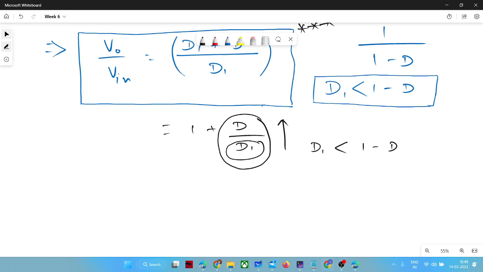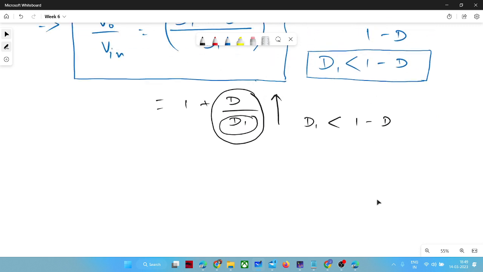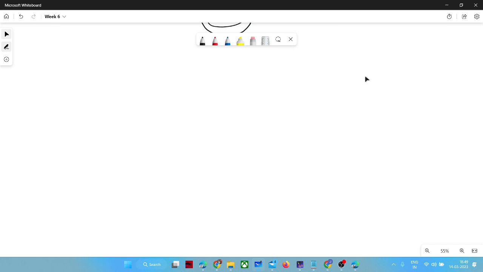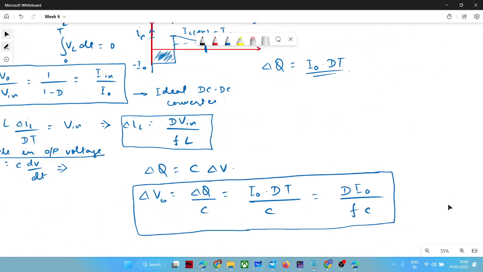Anyone? Certain approach related to inductor ripple current, or output current or diode current. See, you need a relation between D1 and D. So you observe the circuit first. Let me bring back the circuit.